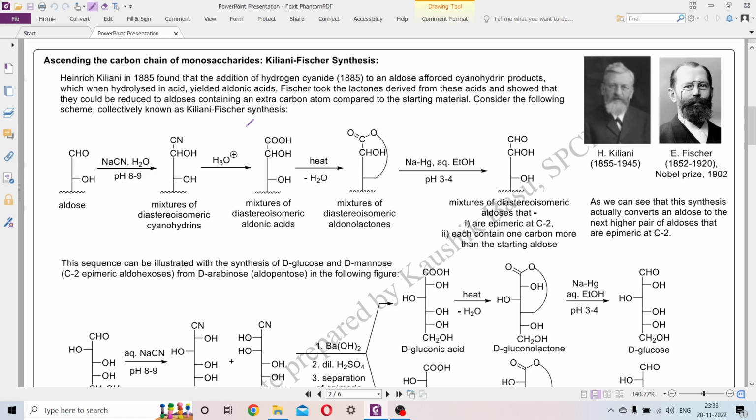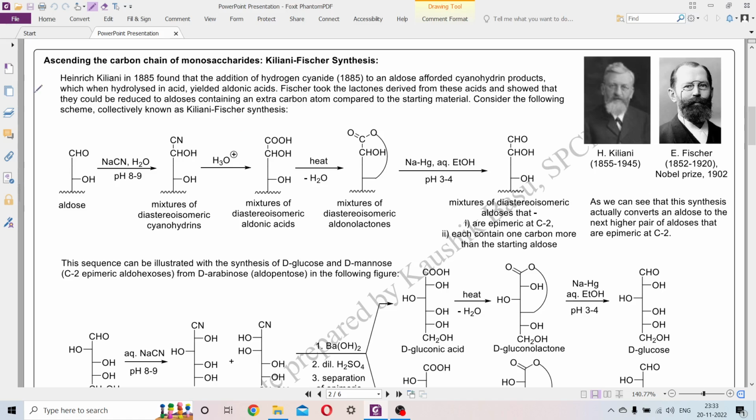Later, Fischer converted those aldonic acids into their lactones, and as we know, the method of reduction of lactones into the corresponding aldehydes was well established at that point of time. This gave the route to conversion of one aldose with n carbon atoms to a higher aldose with n plus 1 carbon atoms, where the additional carbon was supplied by cyanide, which eventually became the aldehyde.